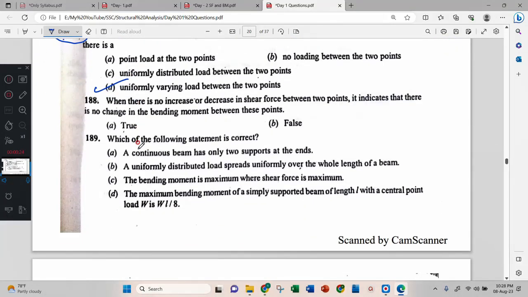When there is no increase or decrease in shear force between 2 points, under constant, it indicates that there is no change in the bending moment between these 2 points. False, because if shear force diagram is constant, then bending moment diagram is varying.